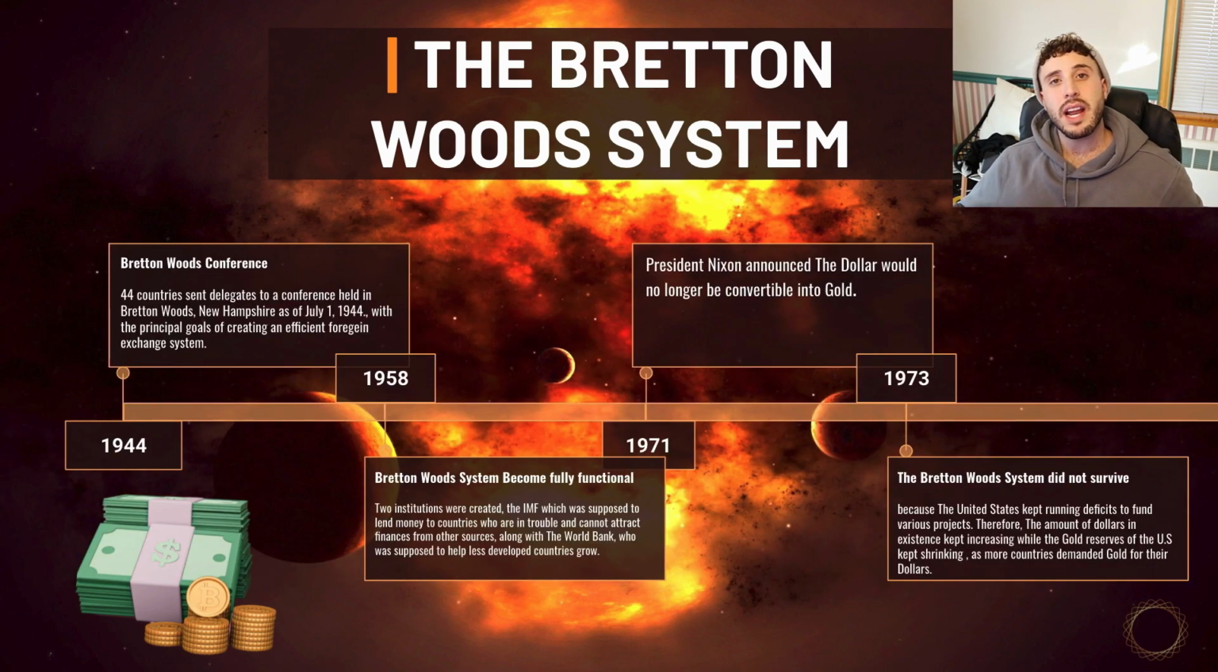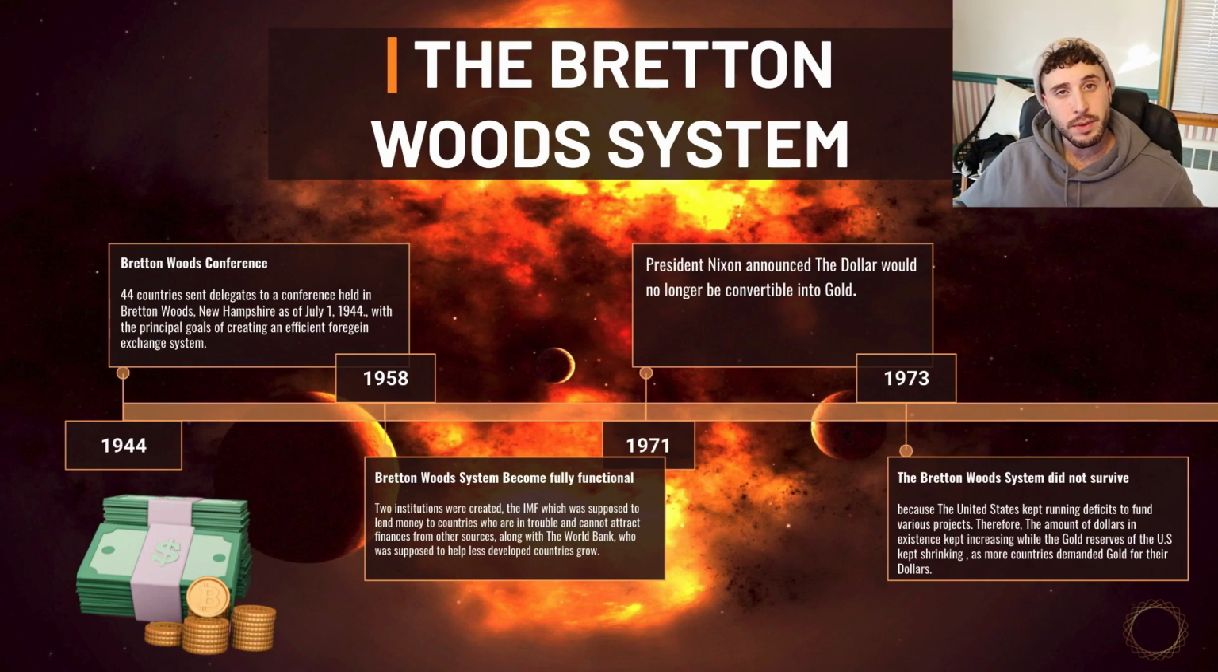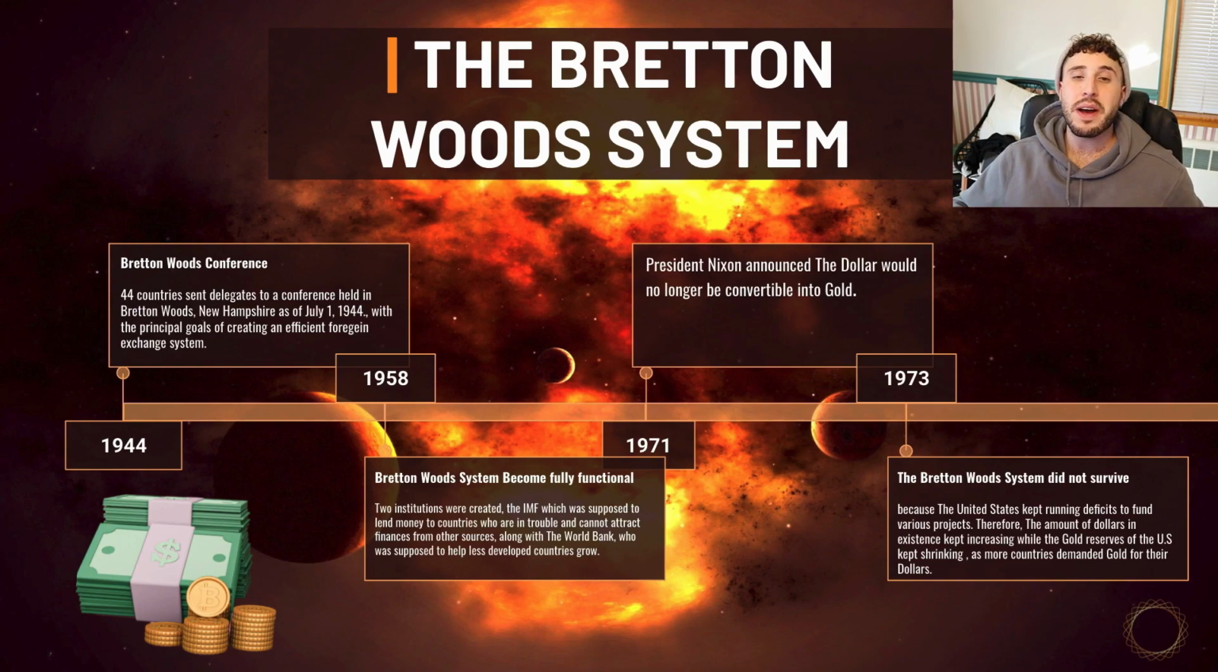The Bretton Woods system did not survive because the US kept running deficits to fund various projects. They kept going in debt and spending more than they were actually receiving. Therefore, the amount of dollars in existence, and we just learned about inflation, orange marmalade, kept increasing while the gold reserves of the US kept shrinking.